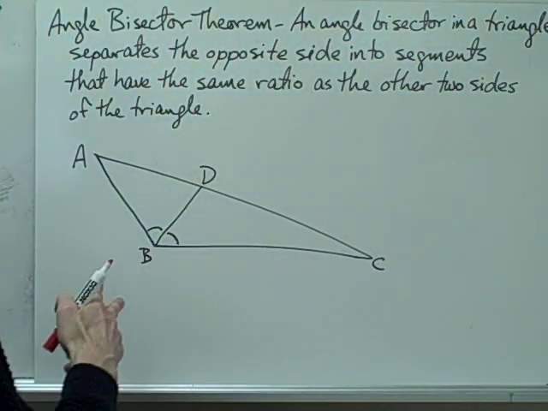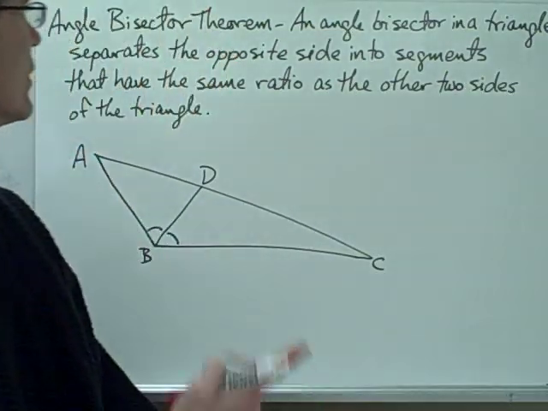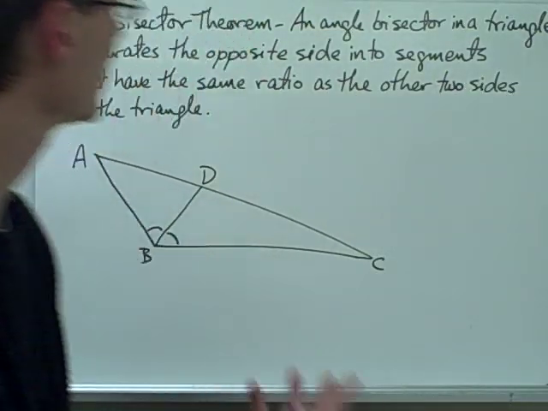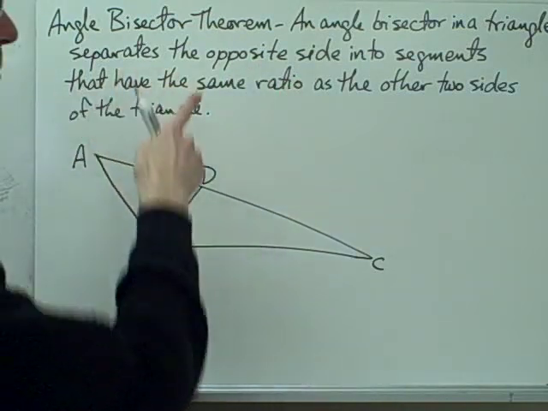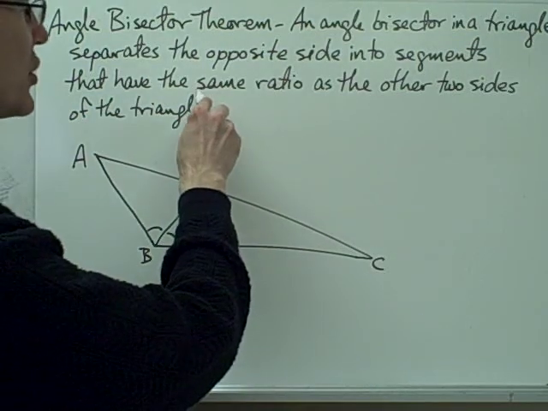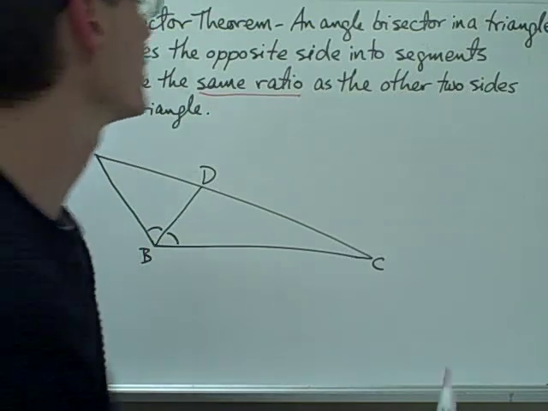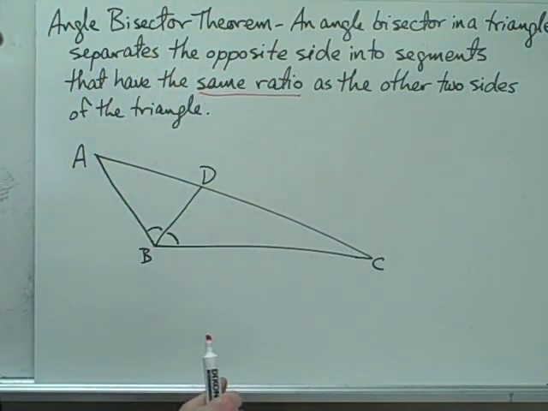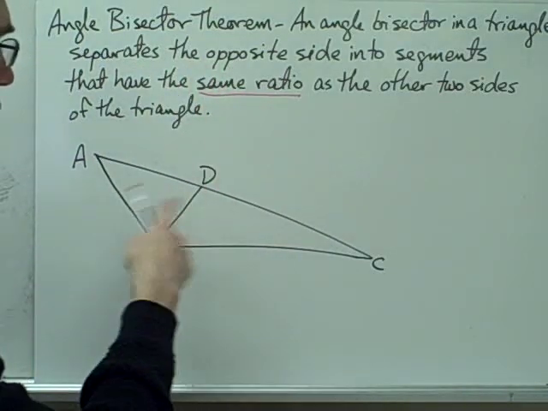And now we go on to the second of our two theorems for this video. This is called the angle bisector theorem. The angle bisector theorem says an angle bisector in a triangle separates the opposite side into segments that have the same ratio as the other two sides of the triangle. So let's take a look at what this angle bisector theorem means using an actual triangle.